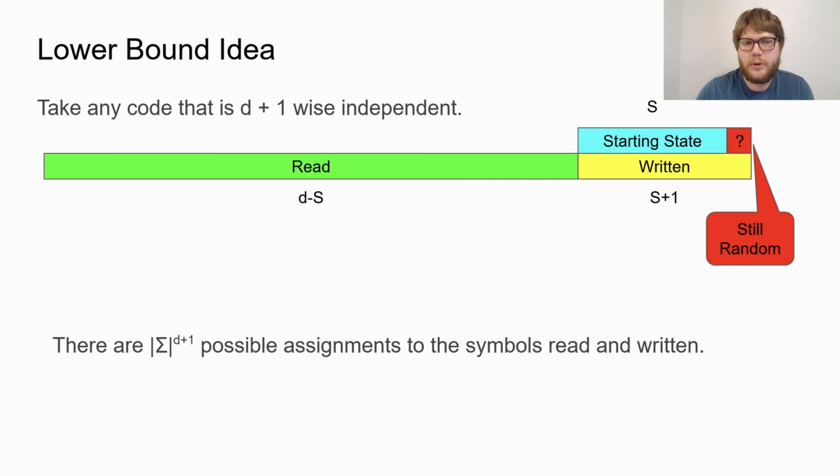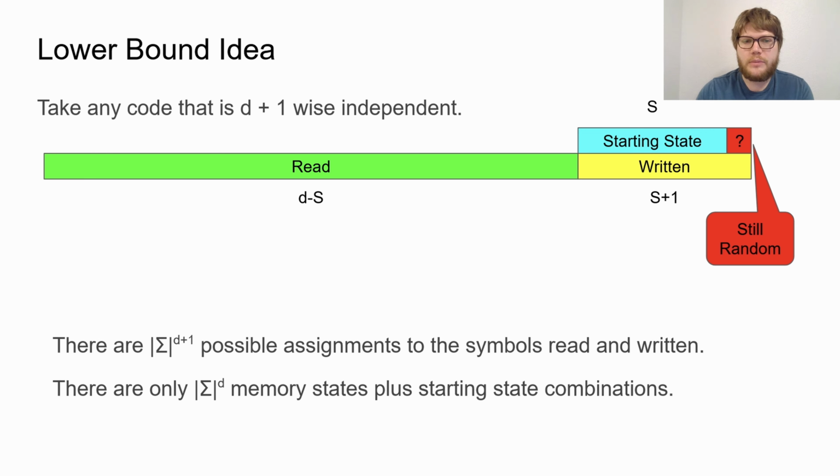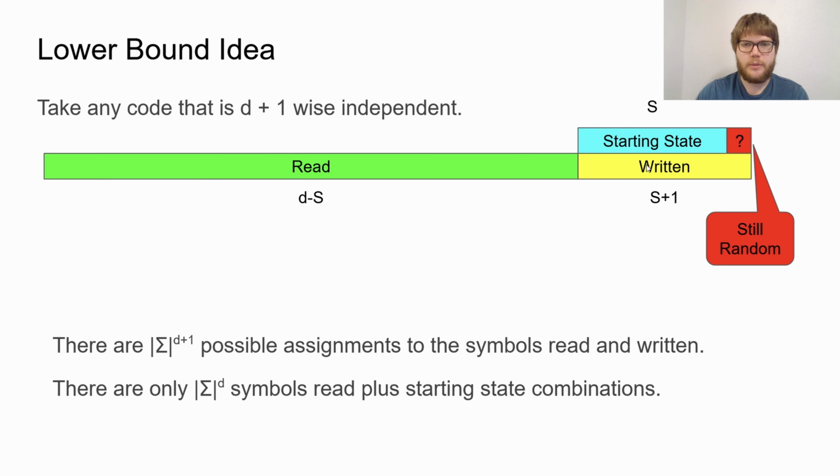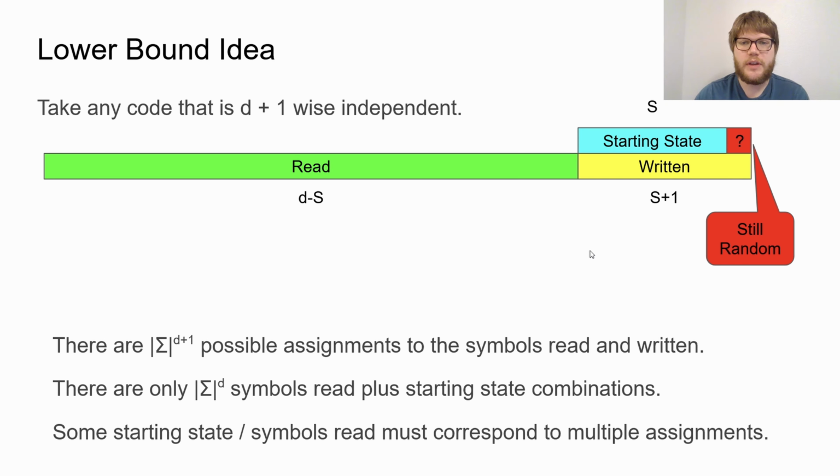We can formalize this a little bit more. There are literally sigma to the d+1 possible assignments to the symbols read plus the symbols written. All of them are possible, but there are only sigma to the d possible combinations of your starting memory state and your symbols read. Since there are more possible assignments to these symbols than the number of combinations of symbols read and starting states we could have had, this means that there must be some valid assignments that have the same starting state and symbols read combination. For these we must have written the same thing, but that means we must have written the wrong thing for at least one of them.